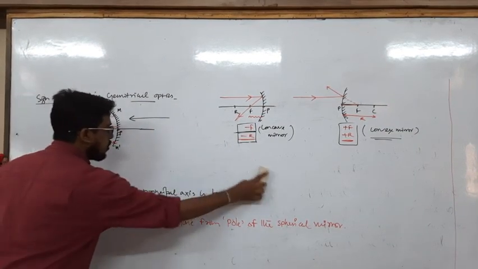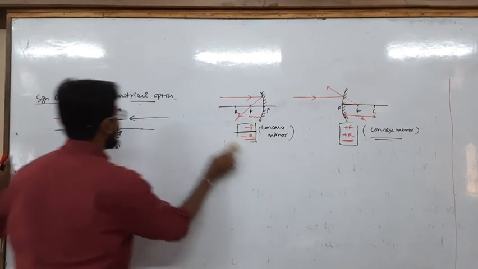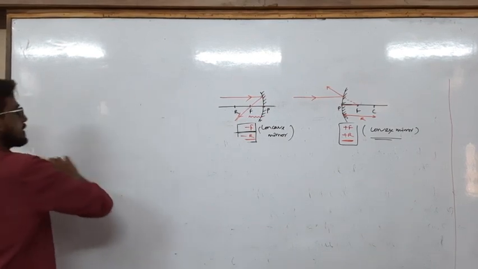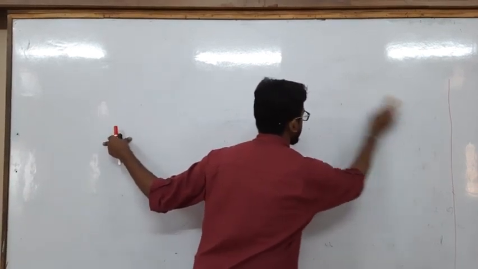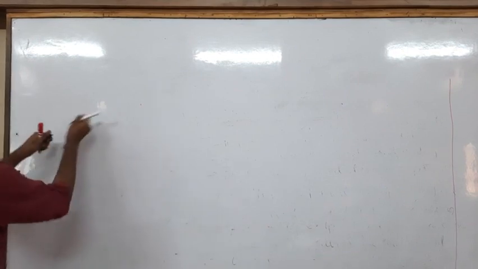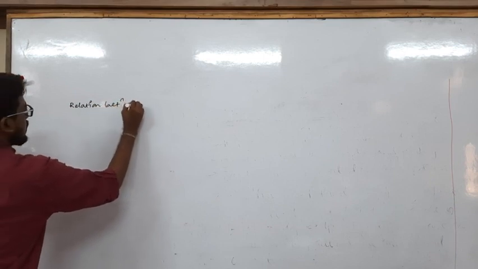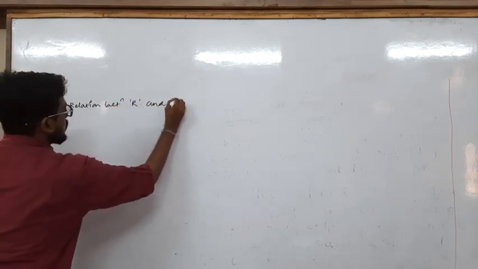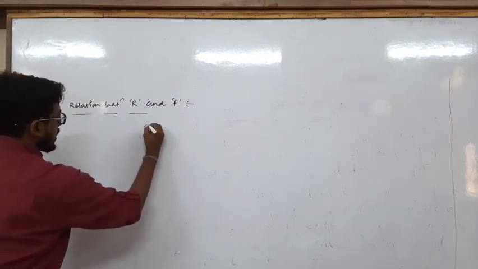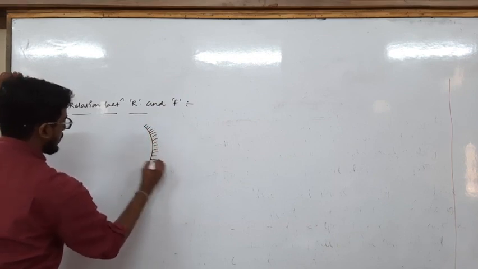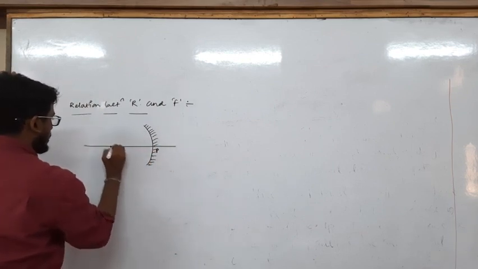So now we have to study how to find out the relation between radius of curvature and focal length. What is the relation between radius of curvature r and focal length f? Okay, so if this is a spherical mirror, this is the principal axis, this is the pole, this is the center of curvature C.